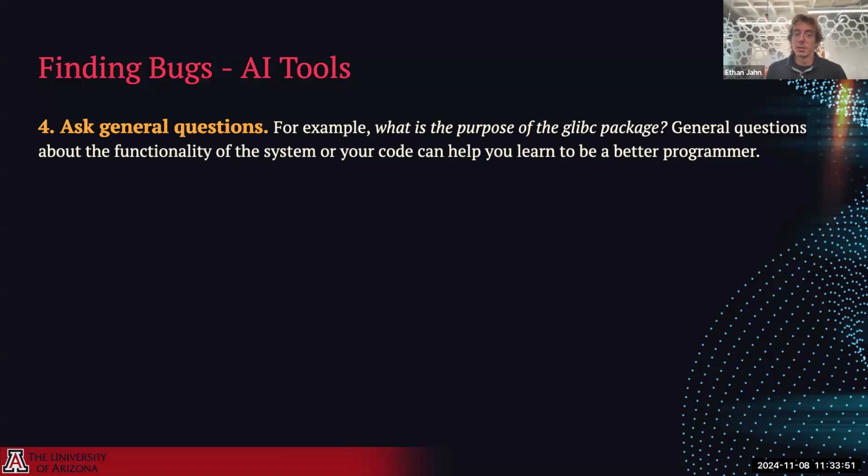Continuing with AI tools, recommendations here. Ask general questions. Sometimes even if you're looking for a very specific answer, it might help you to learn what the function of something that you don't know how it works is. So I might ask it, what is the purpose of the glibc package? General questions about the functionality of the system or about the functionality of your code can help you learn to be a better programmer, especially since these system ideas can be very nebulous or unclear to us as users. So I definitely recommend asking general questions about things as you're going through it. If you're curious about anything, if you're like, man, I really wish I learned this in a class, just go ahead and ask the tool.